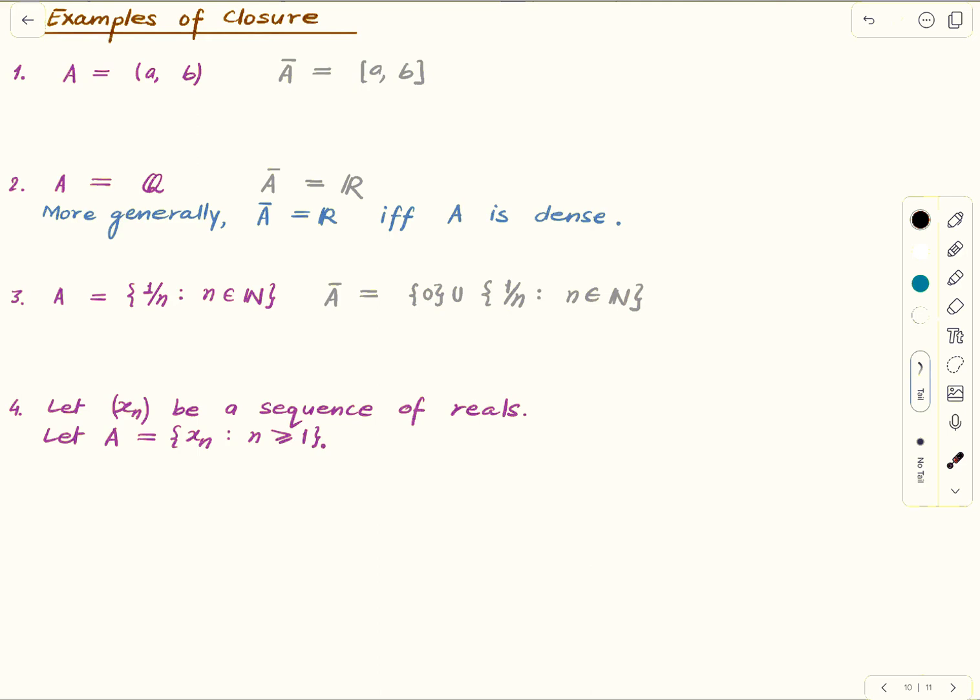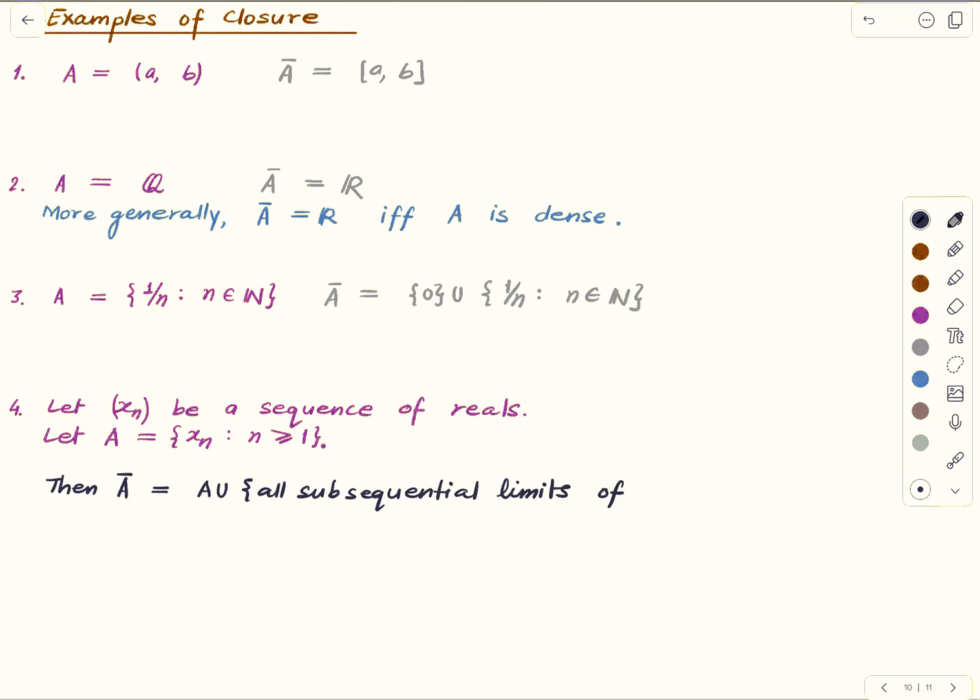More generally, if we have a sequence of reals, and A is the set of all the points in the sequence, then the closure of A is A union all subsequential limits. Okay, I hope I'm not making a mistake. I'm pretty sure this is true. Let me just think for a moment.